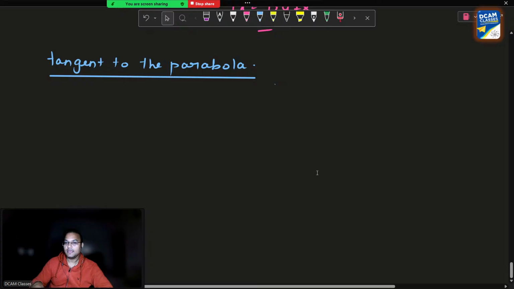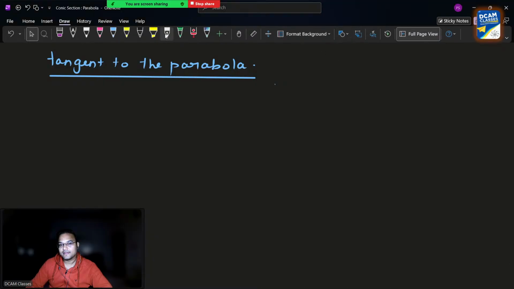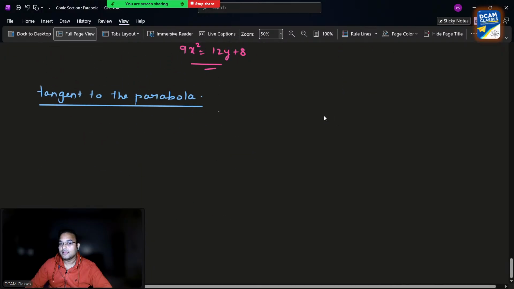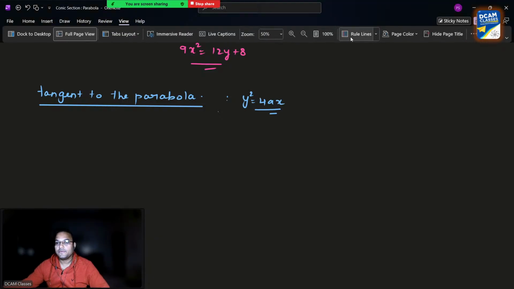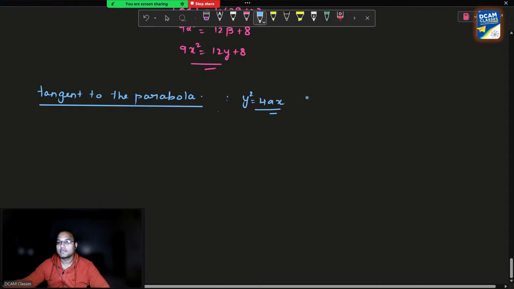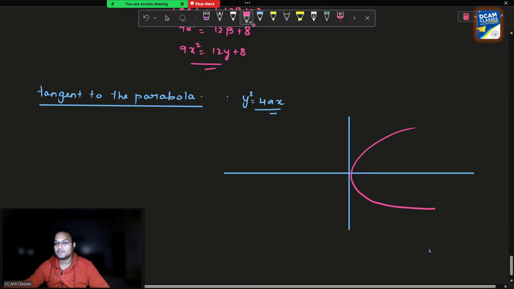Acha. Now in the same way, the parabola I am taking is y square equal to 4ax, the general one. You will have to find the equation of the tangent to the parabola y square equal to 4ax at x1, y1. Let me draw the curve first, then I'll ask you. This is your parabola y square equal to 4x, not a difficult one.